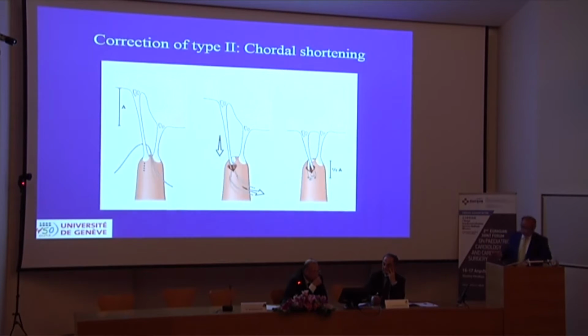Or, you can do this chordal shortening technique, again described by Carpentier. You create a flange, and you bury into this flange, according to the degree of prolapse, the excess length of the elongated primary chordae.